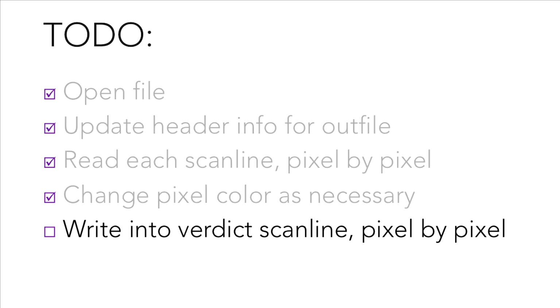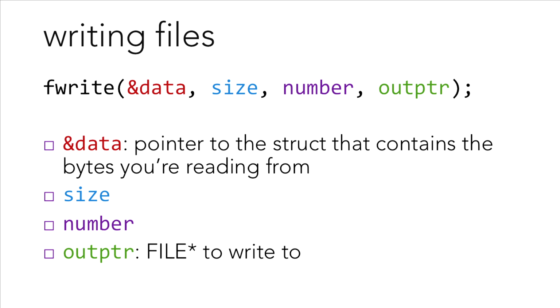Okay, so now that we've changed the pixel color, next we just need to write them into the scan line pixel by pixel. And yet again, you'll want to look back to copy.c if you haven't copied it already, and look at the fwrite function, which takes data, a pointer to the struct that contains the bytes that you're reading from, the size of the items, the number of items, and then the out pointer, the destination of those files. After you write in the pixels, you'll also have to write in the padding.